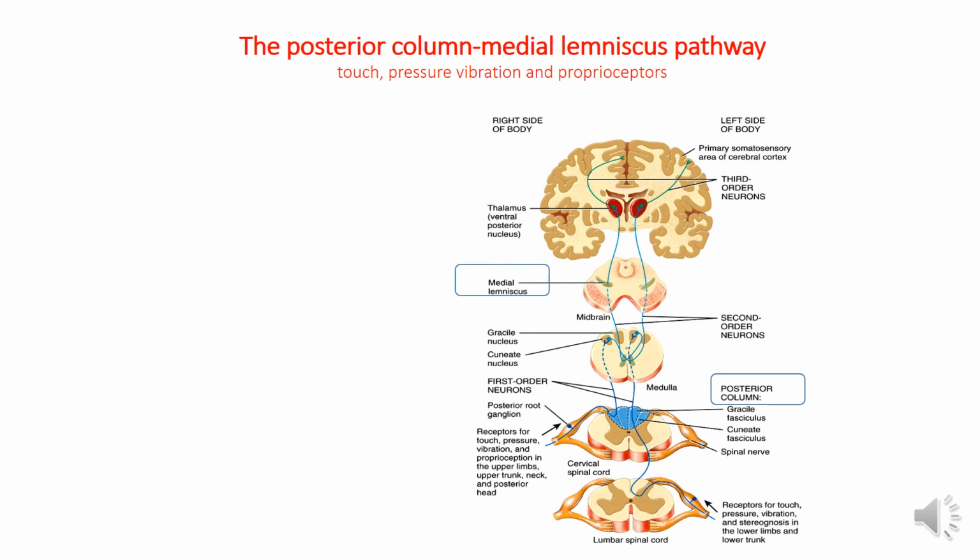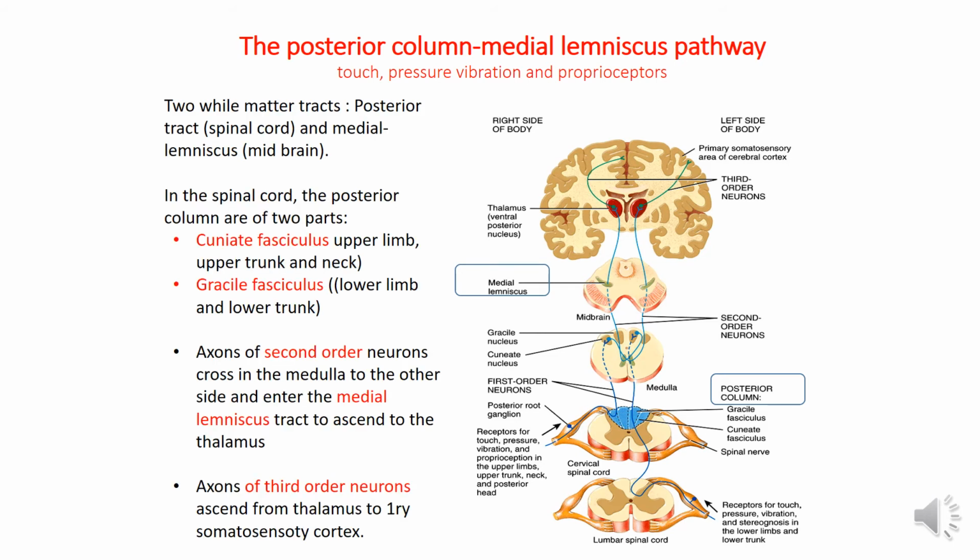The posterior column medial lemniscus system is specific for carrying touch, pressure, vibration, and proprioceptive sensation. This means that if we have damage of these fibers or damage of this pathway, there is loss of this sensation, the sensation carried from the receptors by the first order neuron.